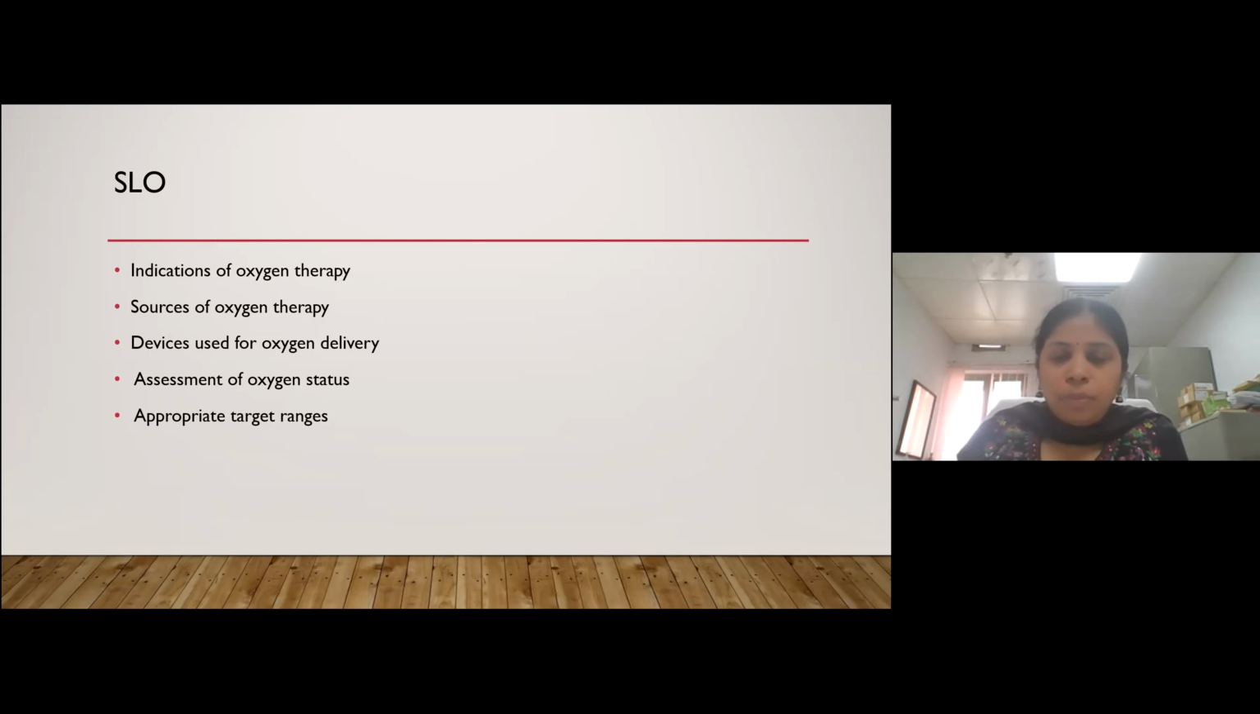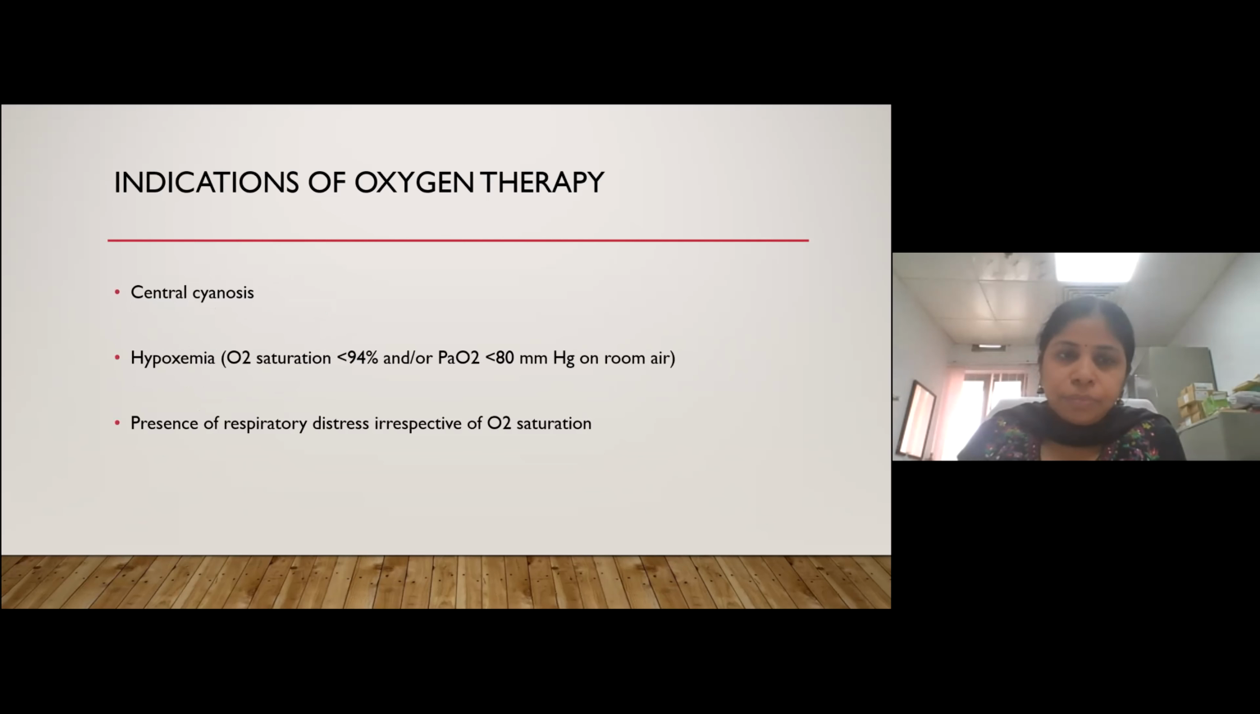The topic would be covered under indication for oxygen therapy, sources of oxygen therapy, devices used for oxygen delivery, assessment of oxygen status, and appropriate target. So indications include central cyanosis. Visibly you are seeing that the child is looking blue. That is the clinical judgment. Then hypoxemia as indicated by SpO2, mostly taken as less than 94% to initiate. Most of the time it is by pulse oximetry, but blood gas parameter includes PaO2 less than 80 millimeters of mercury in a child.